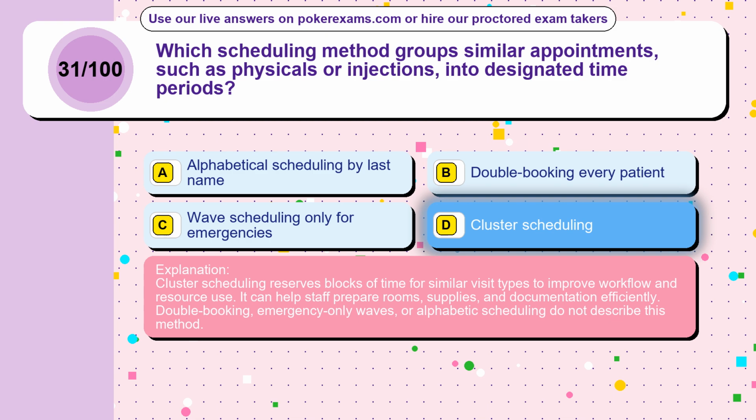Cluster scheduling reserves blocks of time for similar visit types to improve workflow and resource use. It can help staff prepare rooms, supplies, and documentation efficiently. Double booking, emergency-only waives, or alphabetic scheduling do not describe this method.